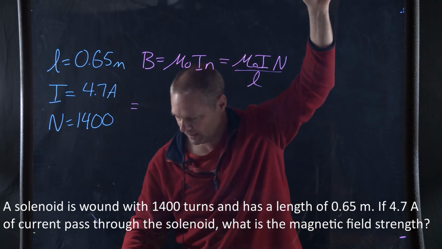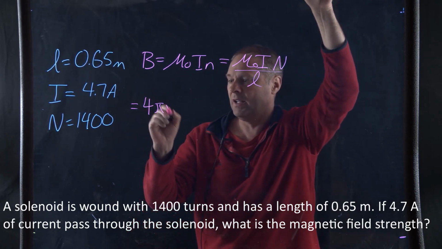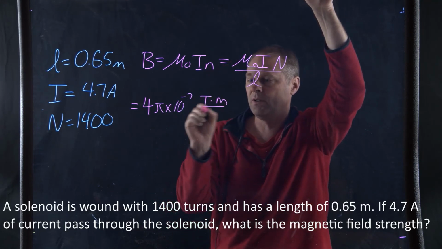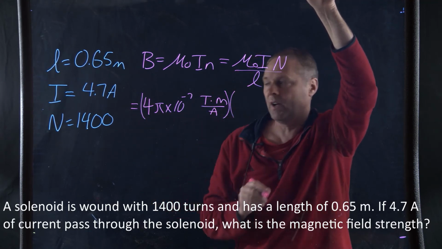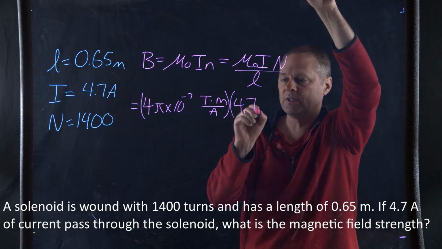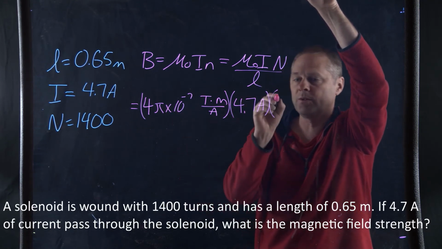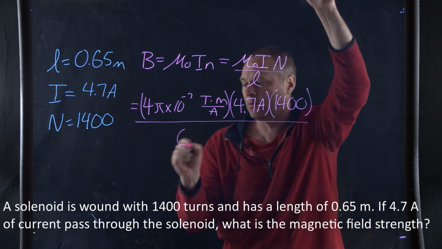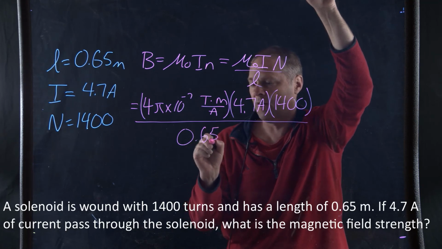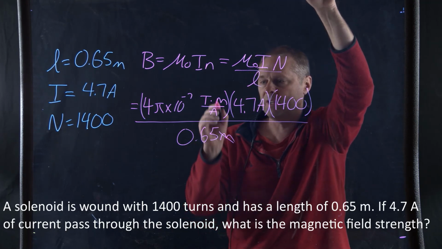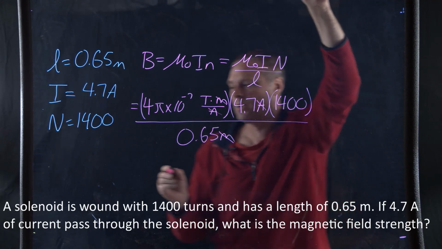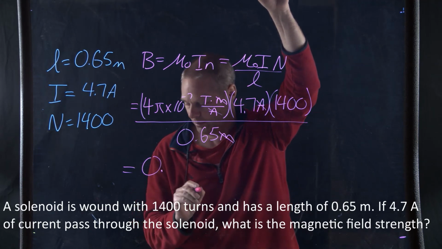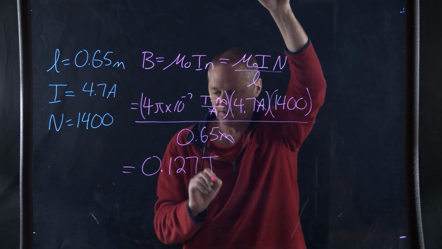So if we put these numbers in, we have 4 pi times 10 to the negative seventh, and this is going to be a Tesla meter per ampere, times our current, which is 4.7 amperes, times the number of turns, which is 1,400, divided by our length, which is 0.65 meters. All right? So our meters cancel with our meters, our amperes cancel with our amperes, and we're in units of Tesla. We do this arithmetic, we end up getting 0.127 Tesla. All right?